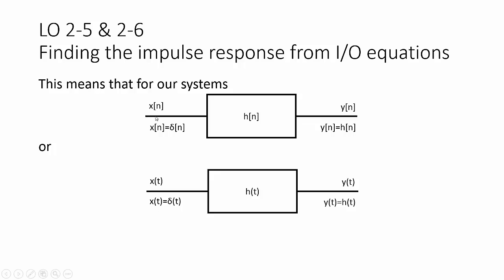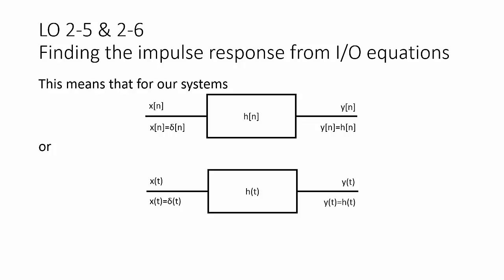Therefore, for our systems, if we're in discrete time, we're going to set our input x of n to delta of n, and we're going to define that therefore the response is going to be h of n. And if we're in continuous time, the input x of t will be delta of t, and our output y of t will therefore be h of t.